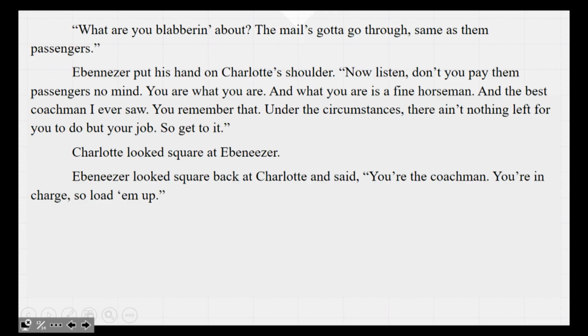"What are you blabbering about? The mail's got to go through, same as them passengers." Ebenezer puts his hand on Charlotte's shoulder. "Now listen, don't you pay them passengers no mind. You are what you are, and what you are is a fine horseman, and the best coachman I ever saw. You remember that. Under the circumstances, there ain't nothing left for you to do but your job. So get to it." Charlotte looked square at Ebenezer. Ebenezer looked square back at Charlotte and said, "You're the coachman, you're in charge, so load 'em up."